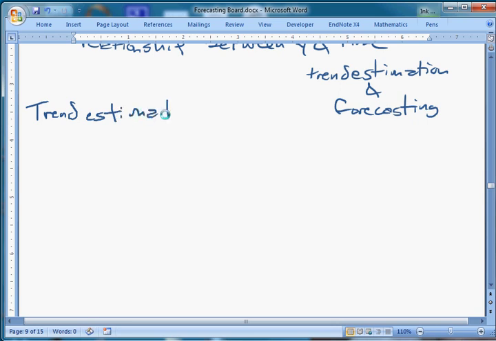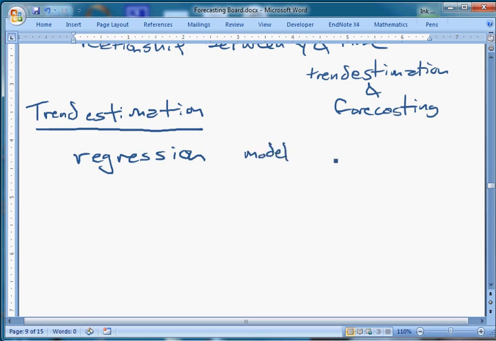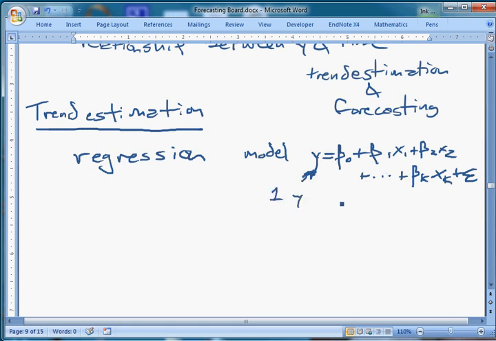Trend estimation. Okay, so we have gained a lot of tools from regression. Regression analysis, for those of you who are not familiar with it, I highly recommend you watch the videos from before. With regression before, we had a model that looked like this: Y equals beta 0 plus beta 1 x1 plus beta 2 x2 plus dot dot dot plus beta k xk plus epsilon. We had one y, which was our dependent variable, and lots of different x's, lots of explanatory variables.